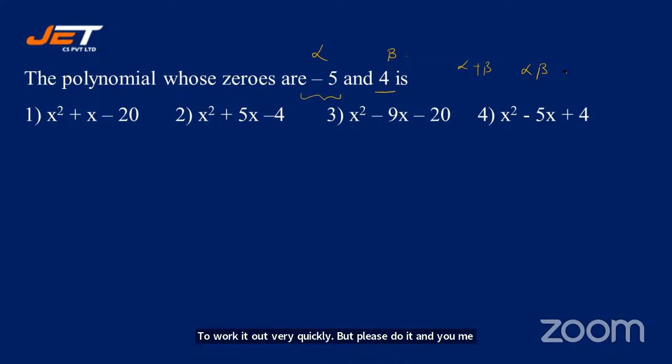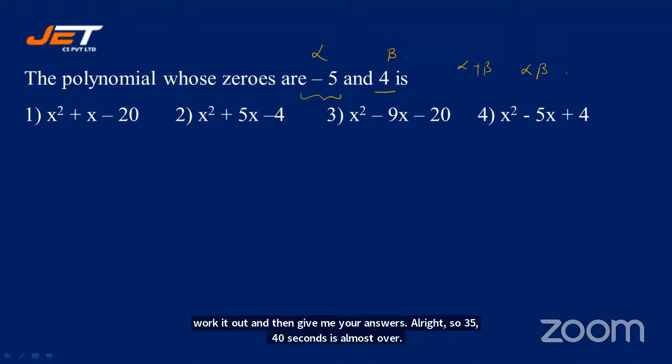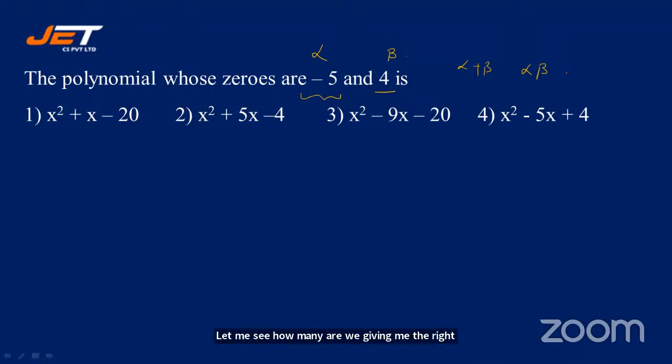Let's not go by our intuition saying that option 2 is right, 3 is right, 1 is right, 4 is right. Just work it out and then give me your answers. All right, so 35-40 seconds is almost over. Let me see how many are giving me the right answer. Bhavana, you're right. Gayatri, please check. Akhilesh, you're right. Shalini, you're right. Mani Teja, you're right. Riya Naik, I'm very impressed. Instead of giving me the option, you're writing the polynomial itself. All right. Yes, perfect. Gayatri, now you're right.